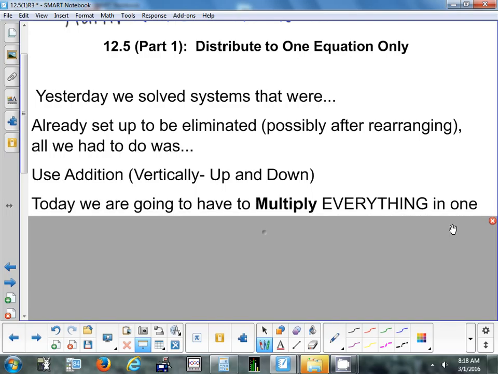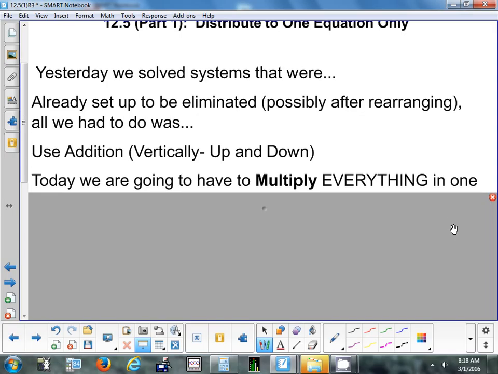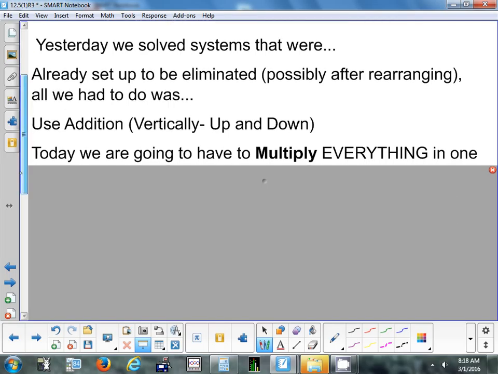we're going to have to multiply one of the equations to get a variable to eliminate. So we're going to have to remember how to use the distributive property. We're going to have to multiply all 3 things in that equation to get it to eliminate. So we're going to do a little bit extra work today to get a variable to eliminate, unlike yesterday, where it was already set up for us.